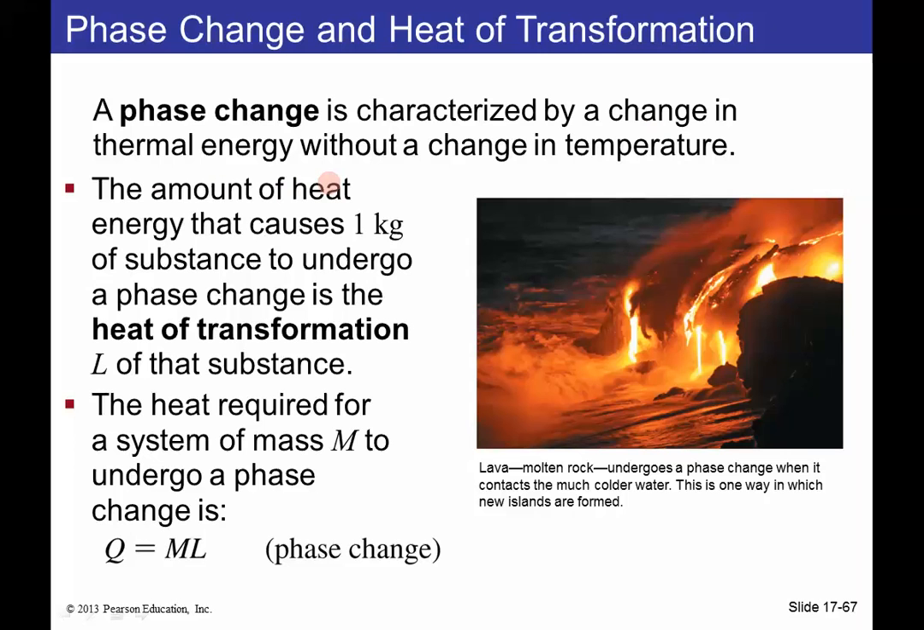That amount of heat that you need to cause a phase change is called heat of transformation, and we normally denote that with an L. That is the heat of transformation. If you have a system of mass m, then the total heat that you need to produce a phase change is m, the mass, times the heat of transformation. The heat of transformation is the energy that you need to cause 1 kilogram of that particular material to undergo a phase change.